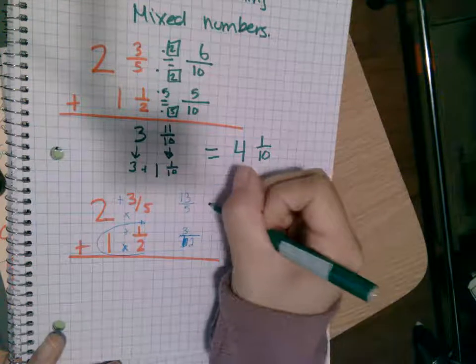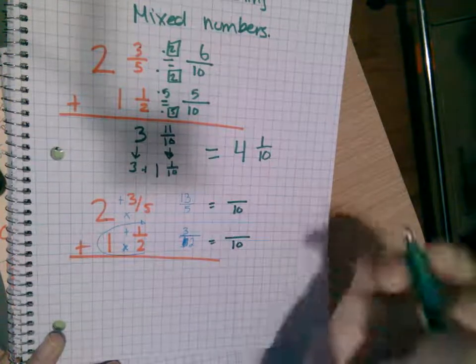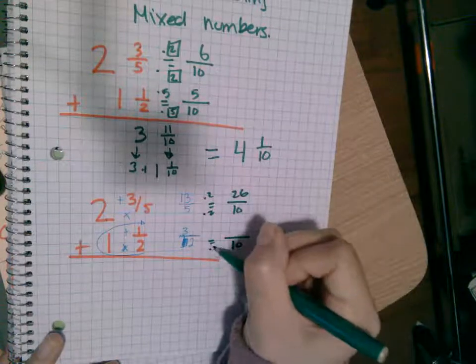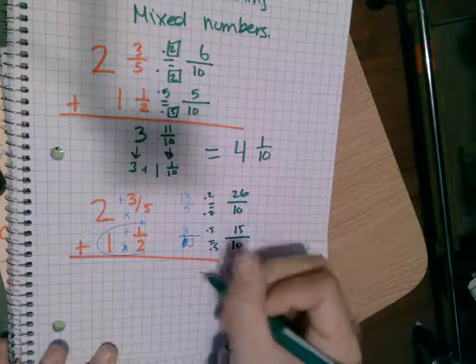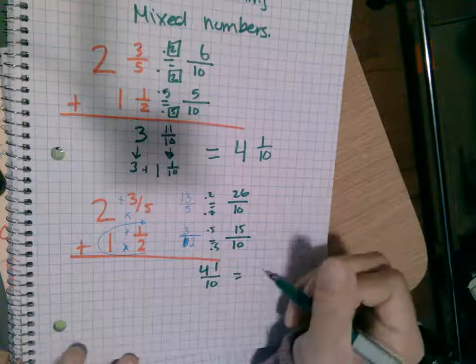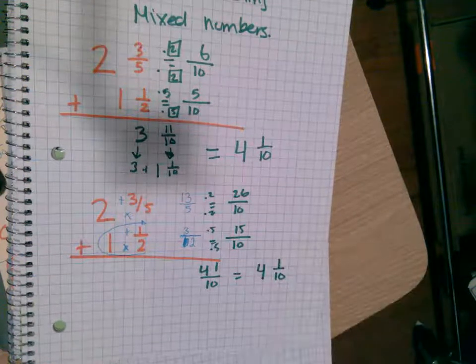Then you find common denominators, which is still 10, like the problem above, right? And then this is still times 2, times 2 gives you 26, times 5 gives you 15. You end up with 41 over 10. When you turn it into a mixed number, it is still 4 and 1/10.